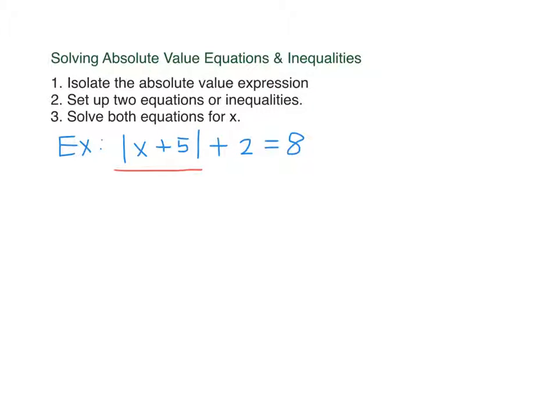So to do that, we're going to want to subtract 2 from both sides. And that gives us the absolute value expression, the absolute value of x plus 5, by itself on one side. Now, here we come up with two equations.